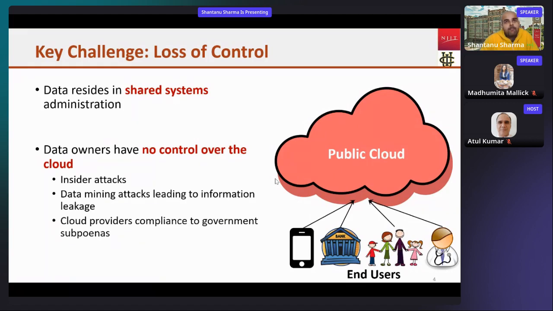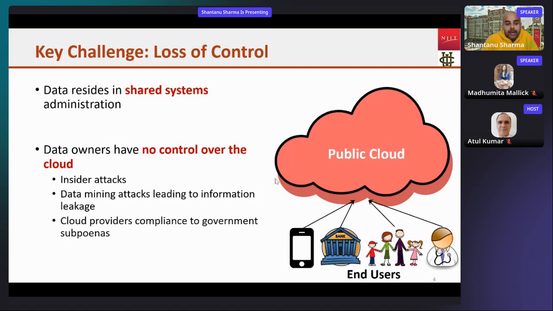Another thing is this: even if we assume that some security or privacy mechanism will be there at the public cloud side, the clouds are owned by companies like Amazon, Google or Microsoft. There can be a chance of insider attack, meaning the employees of Amazon or Google can do something with our data, so still they are not completely secure. Insider attacks are not, we can say, very common, but we have seen that insider attacks can happen.